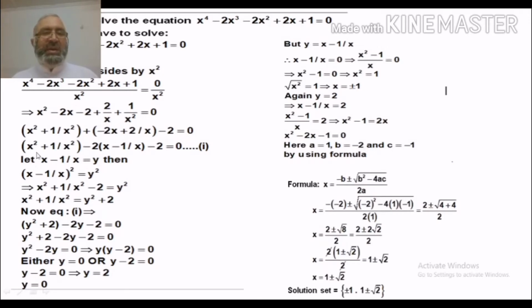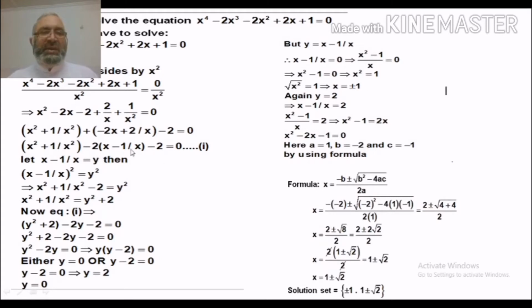So this becomes x square plus 1 over x square, taking minus 2 common from this bracket, minus 2 common, we get (x minus 1 by x) minus 2 is equal to 0. This becomes equation 1. So this equation reduces to the type 3 equation. The type 3 equation we have already discussed.